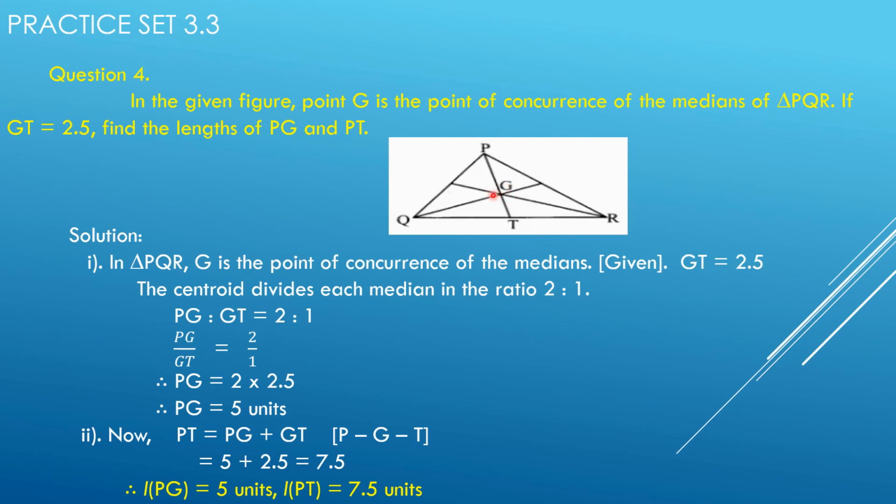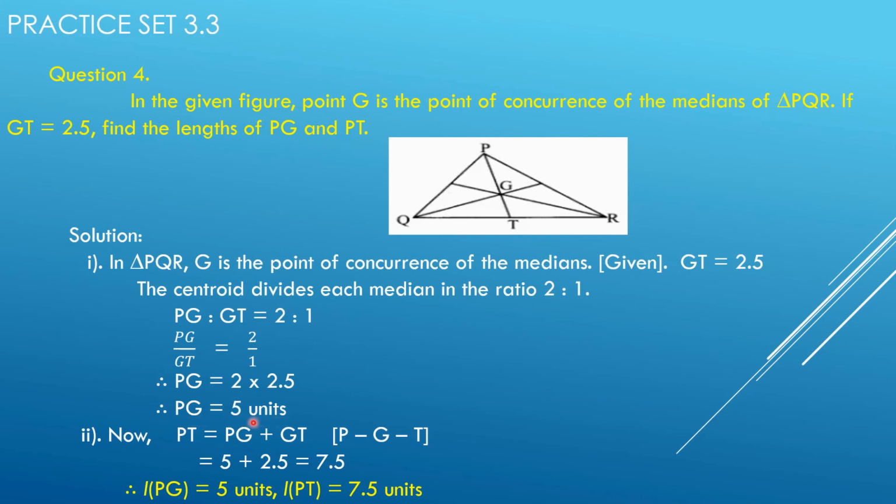Then solution: in triangle PQR, G is the point of concurrence of the medians and GT is equal to 2.5. The centroid divides each median in the ratio 2:1. Therefore, PG is to GT is equal 2:1. And therefore, PG upon GT is equal 2/1. Then PG is equal 2 into 2.5. That is, PG is equal to 5 units.